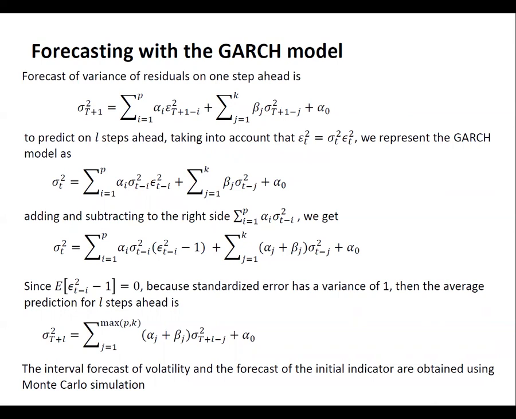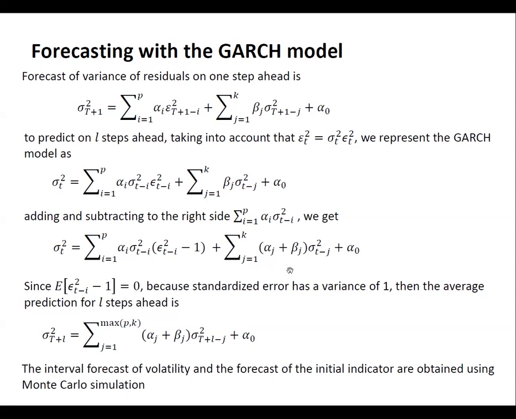For forecasting L steps ahead, when the formula is derived, it is taken into account that the squared error is the variance times the standardized error squared. And the GARCH model is rewritten in the following form. Here we get this first term, the variance and the standardized error squared, and then the same term is added and subtracted on the right side. And what is with a plus goes to the second term.